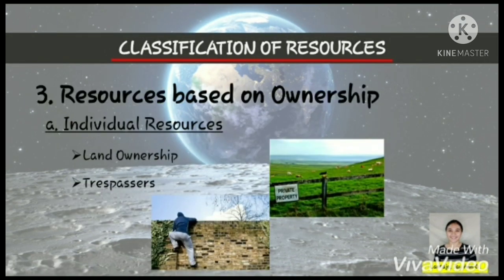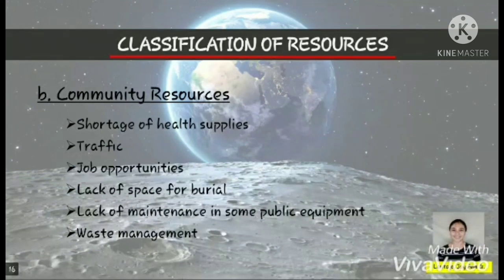Third is resources based on ownership. Individual resources include land ownership and trespassers. The community resources include some problems about the shortage of health supplies, road traffic, lack of job opportunities, lack of space for burial, lack of maintenance in some public equipment, and also the unfollowed waste management protocol.